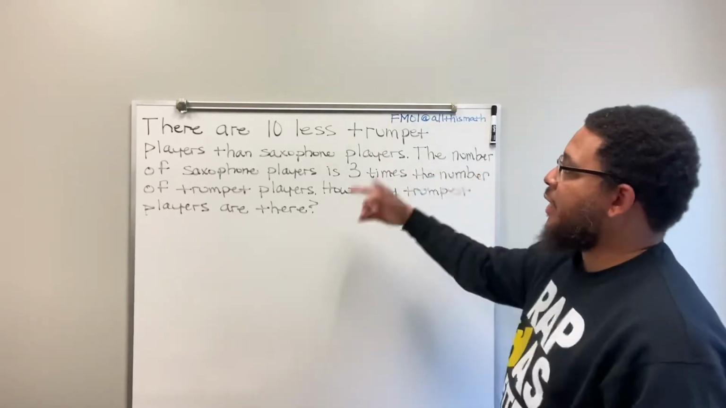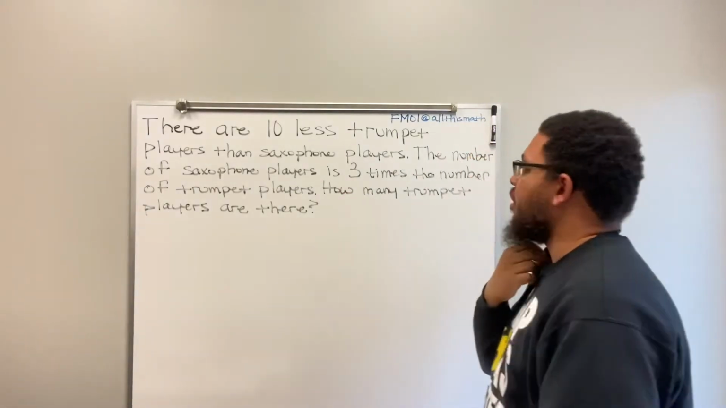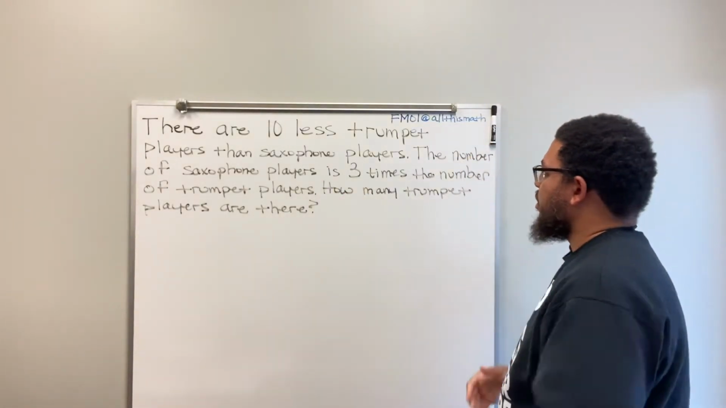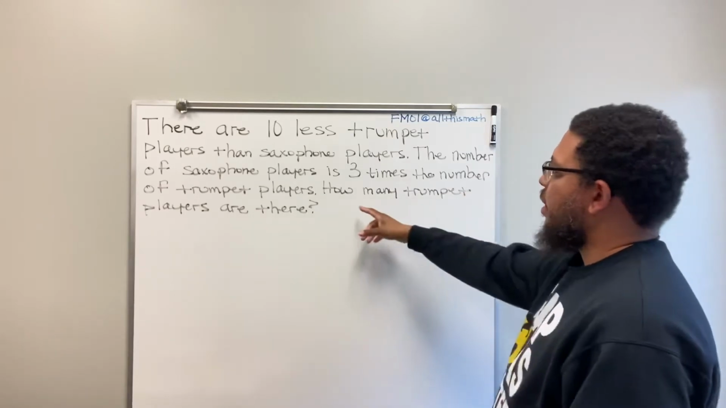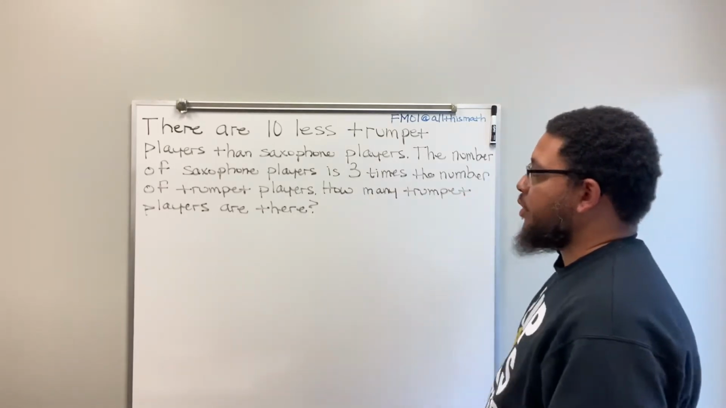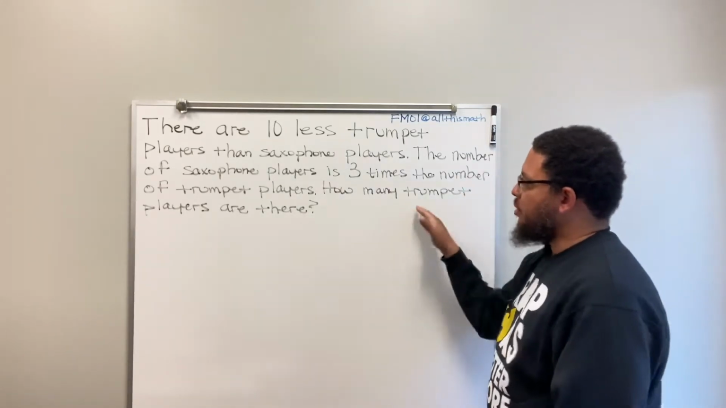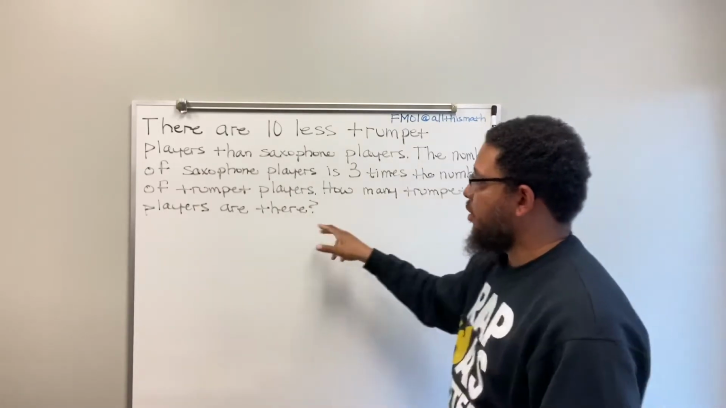Anyway, sentence number 2. The number of saxophone players is 3 times the number of trumpet players. All right. Next sentence. How many trumpet players are there? So that's our main objective, to figure out how many trumpet players there are.